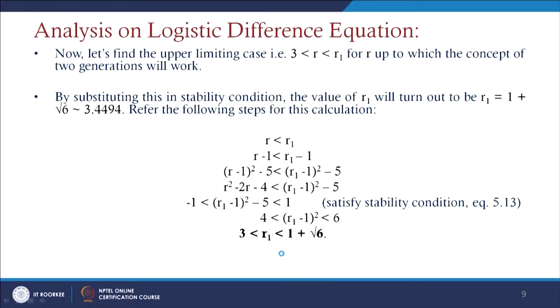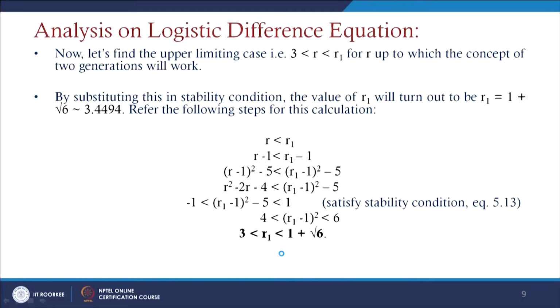And if we go for this upper limiting case, that is how far we can go such that we have a stable solution, since we are assuming that r greater than 3, but we have to find a limiting point where it will have a different character or different nature, where it will exist.